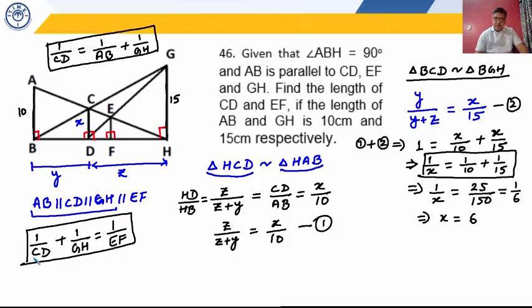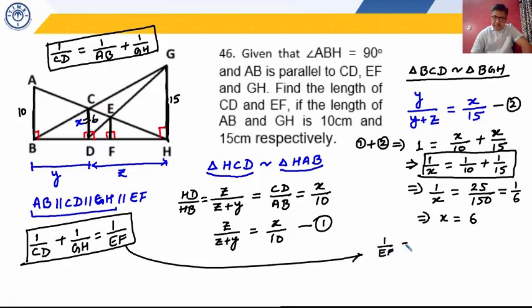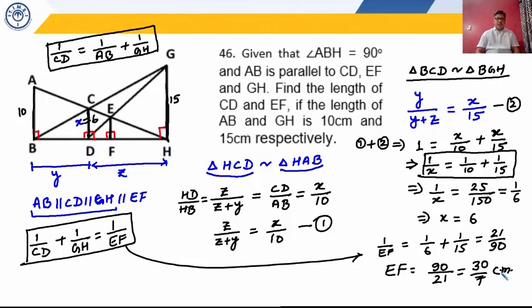You know CD. 1 by CD, 1 by GH is equal to 1 by EF, and x is equal to 6. So 1 by EF is basically 1 by 6 plus 1 by 15, is 21 upon 90. So EF is equal to 90 upon 21, is equal to 30 upon 7. So length of CD is 6 and length of EF is how much? Length of EF is 30 by 7.